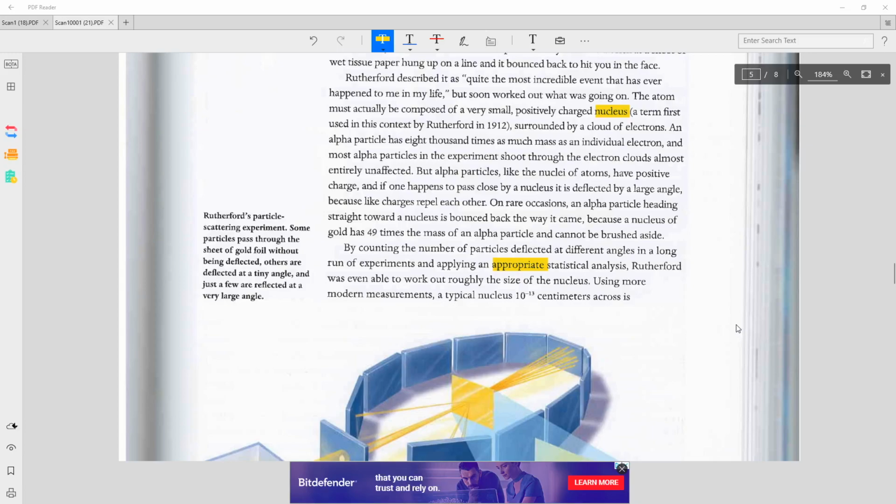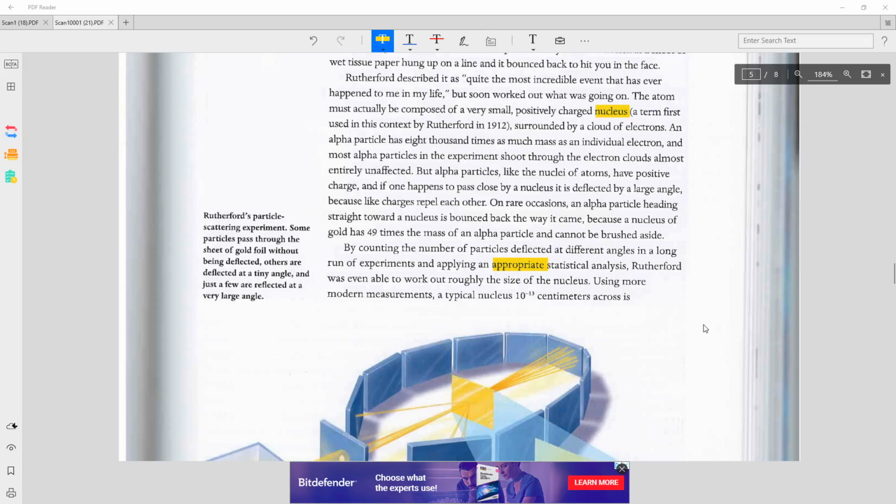On rare occasions, an alpha particle heading straight towards the nucleus is bounced back the way it came, because a nucleus of gold has 49 times the mass of an alpha particle and cannot be brushed aside. By counting the number of particles deflected at different angles in a long run of experiments and applying an appropriate statistical analysis, Rutherford was able to work out roughly the size of the nucleus.